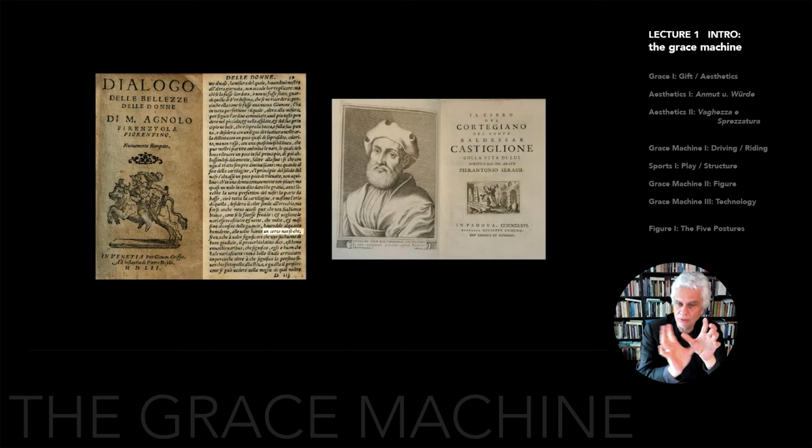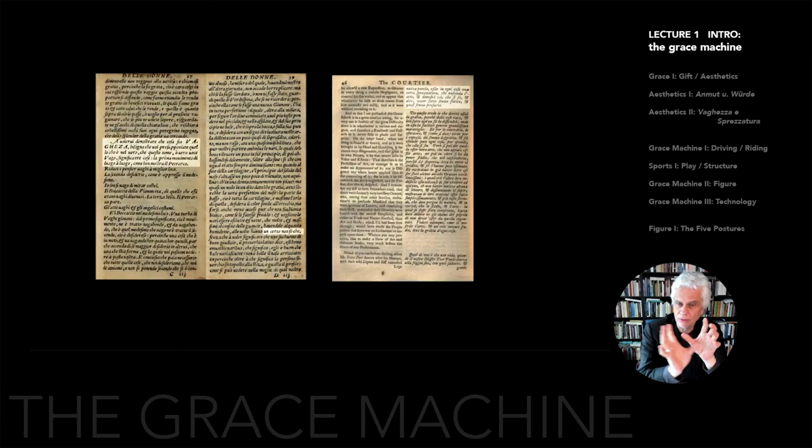Now, the other figure in the same period is much more well-known, Baldassare Castiglione, who wrote the Book of the Courtier. It's a very important book, and in this case, it's already very early translated in English. We find in Firenzuola and in Castiglione sort of opposing terms, or maybe not opposing, but slightly different terms for what grace is, and it's very important for Castiglione how to behave in the court.